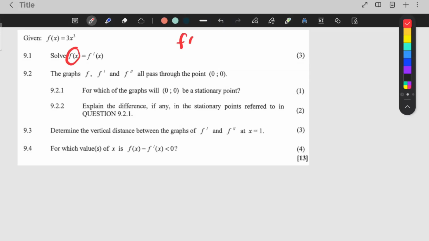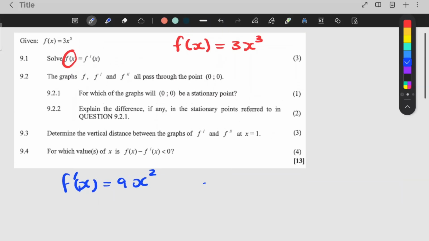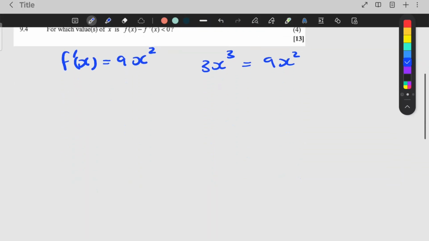Let's go. So the red one, we have that one. That is 3x to the 3. We don't have this one, so I'm going to find that one. So f prime x, I'm going to derive, is 3 times 3, which is 9, x to the 2. And I'm going to make these two equal to each other. So 3x to the 3 is equal to 9x squared. And now I'm going to solve for x.